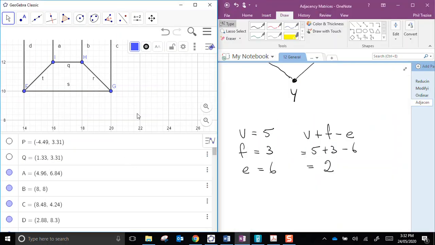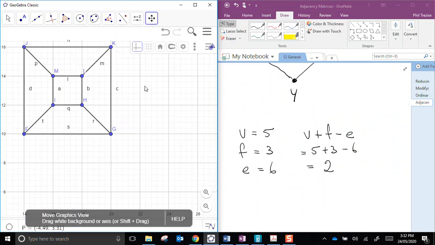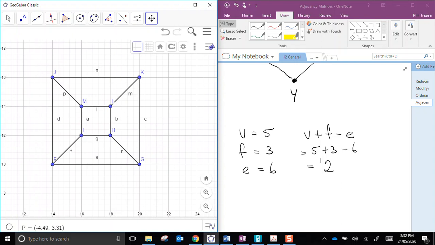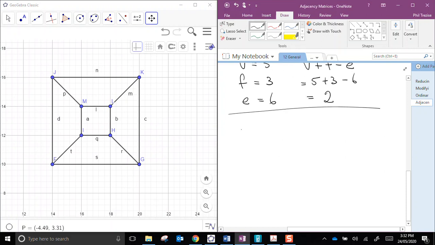There's the notes. There's the graph. Let's make sure we can see the graph. So we did that first one. That was good. That was our first one. Now let's do this one. How many vertices did we have here on this cube? Well, let's count them up. 1, 2, 3, 4, 5, 6, 7, 8.